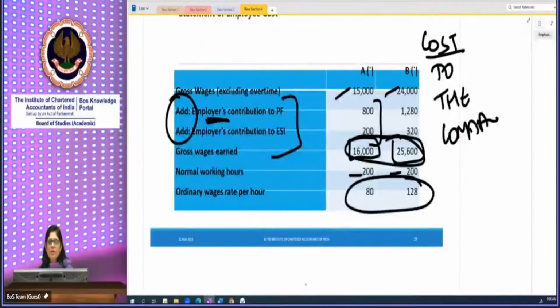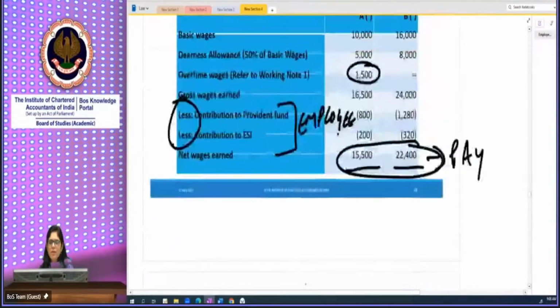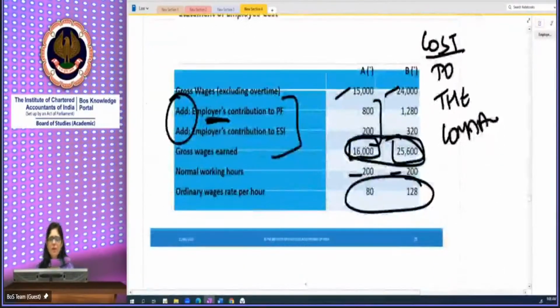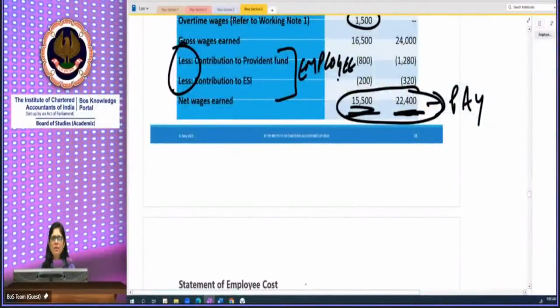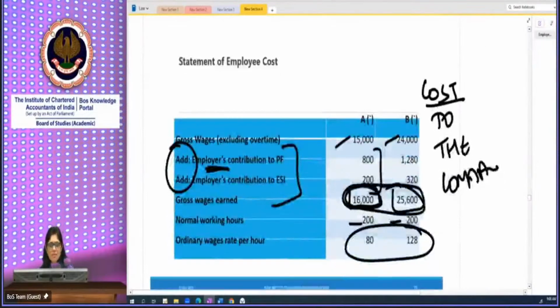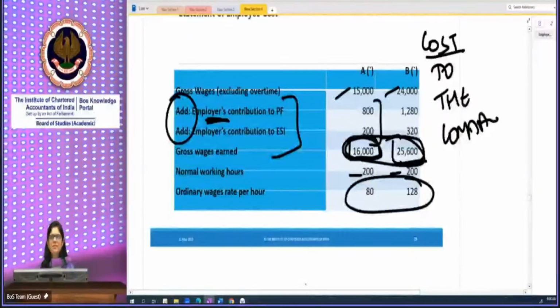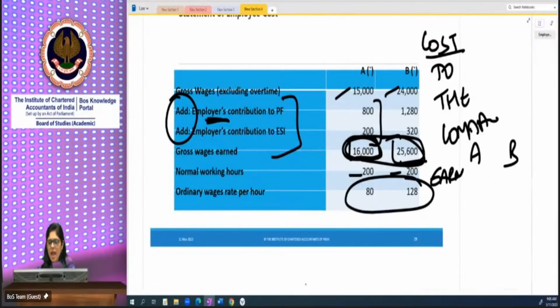We don't allocate the earnings to the job. All right. The earnings are 15,500 and 22,400. We don't allocate the earnings to the job. I'm repeating. We allocate the cost to the job. See, earnings of A are 15,500, but cost to the organization is 16,000. That's the difference. The earnings to worker B is 22,400, but for B, the cost to the employer is 25,600. That's the difference.